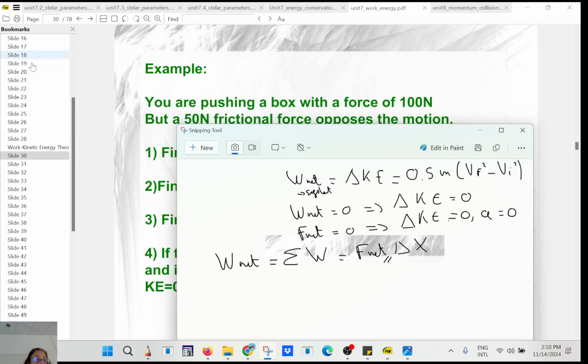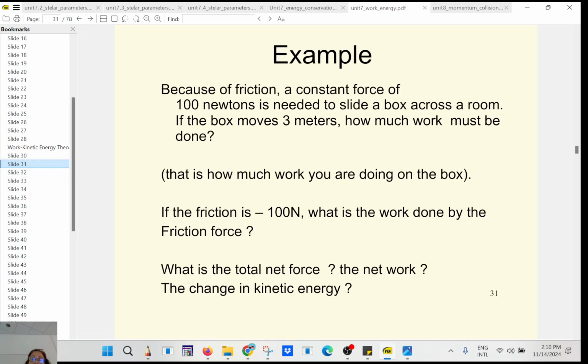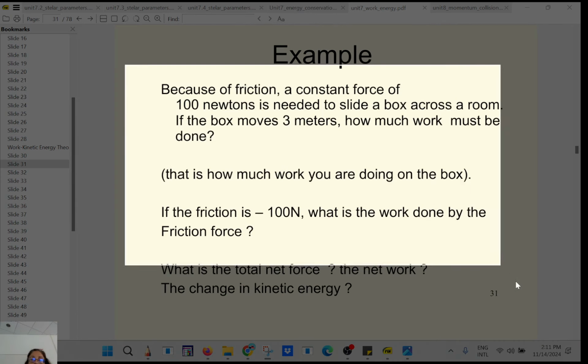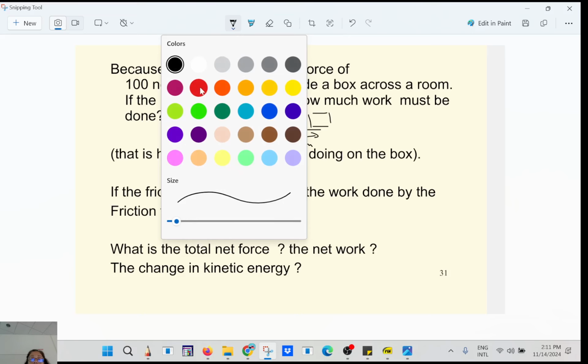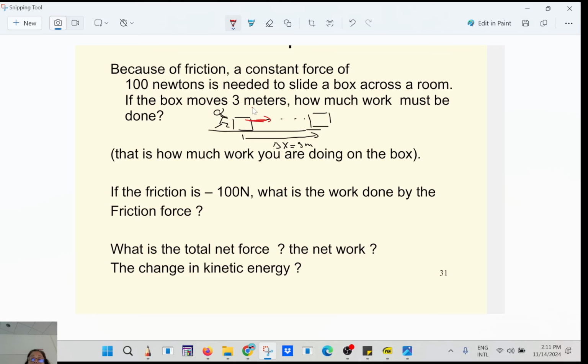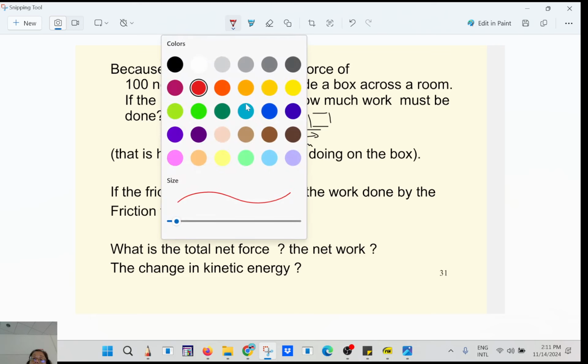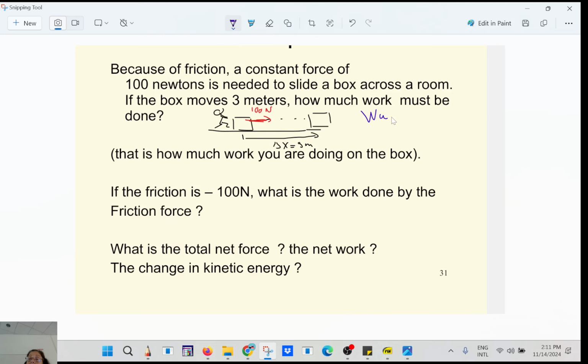Okay, so let's do slide 31. You have a box and there is a 100 Newton force applied to that box, and the box moves 3 meters. So there is a box here, you are pushing here, and the box is going to move by a displacement equal to 3 meters. So you try to make the box go faster. The force is parallel and it's 100 Newton. So what's going to be the work done by you on the box?